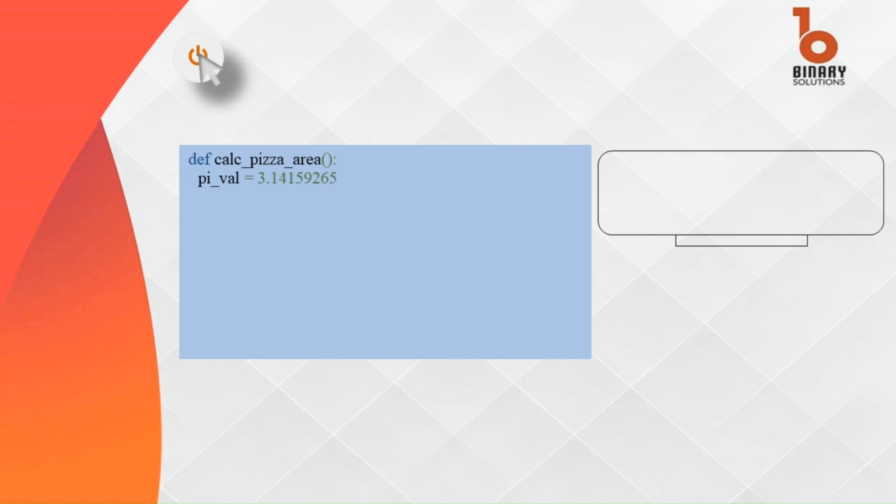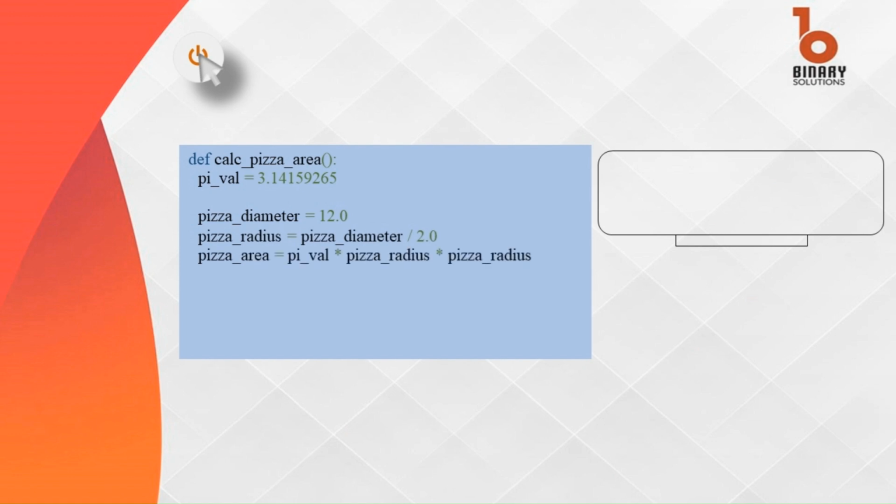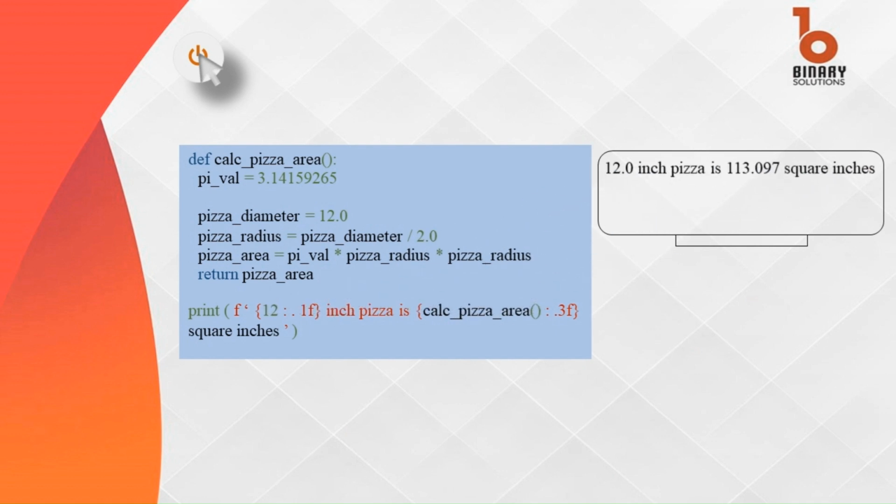Inside the function, the value of pi is stored in pi_val. The pizza diameter is set to 12 inches, and the radius is calculated by halving the diameter. The area is then computed using the radius and pi_val, and returned by the function. When the function is called, execution jumps to its statements, performs the calculations, and returns the result. Control then returns to the original call location, where the pizza area is displayed in a formatted message.